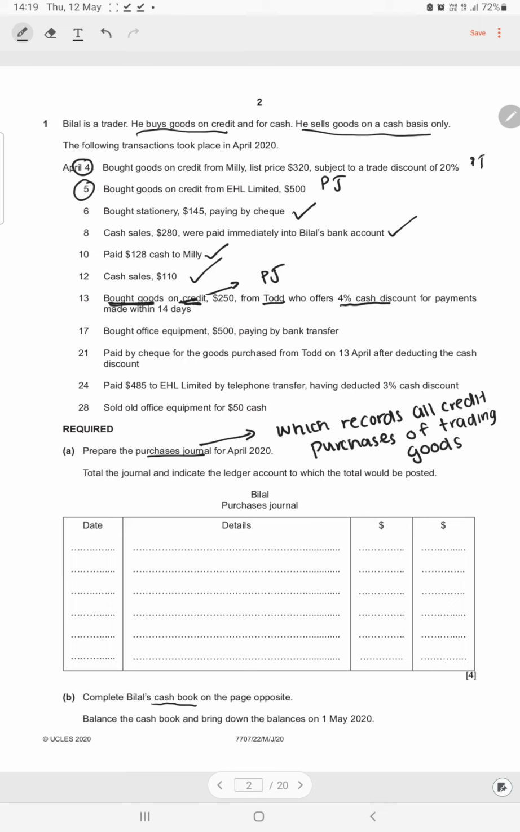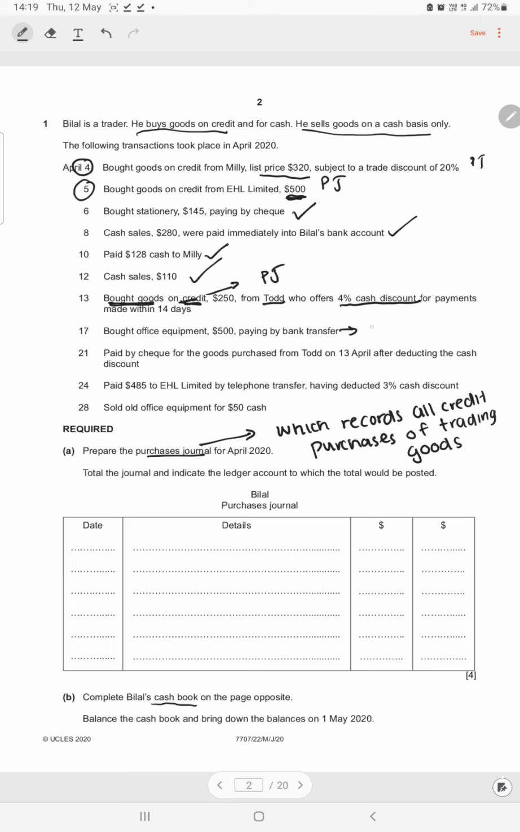We do not care about the cash discount here, because a cash discount is given at the point where payment is made. Sorry, my bad. So we don't need to care about that. We only need to care about trade discounts when you're recording the purchase journal. Remember, in accounting we only record net amounts. Net amount is basically listed price minus trade discounts. You can see here the listed price. Over here there is no trade discount, so this will be the net amount. Okay, next, bought office equipment paying by bank transfer.